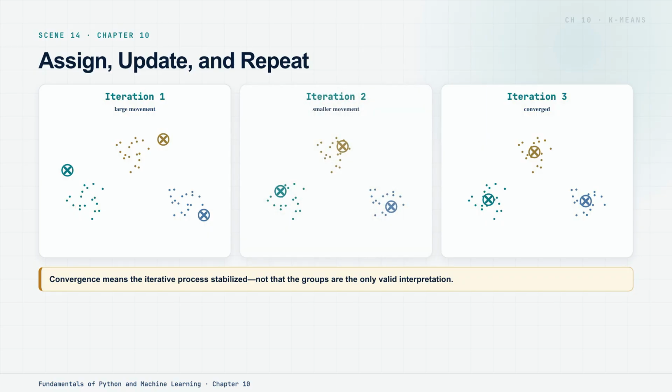Some points may move from one cluster to another after the centers change. The centroids are recalculated again. The movement usually becomes smaller with each iteration. In practice, the algorithm stops when the centroids no longer move enough to exceed the configured tolerance or when the maximum number of iterations is reached. Convergence means the iterative process has stabilized. It does not guarantee that the discovered groups are the only possible or best real-world interpretation.